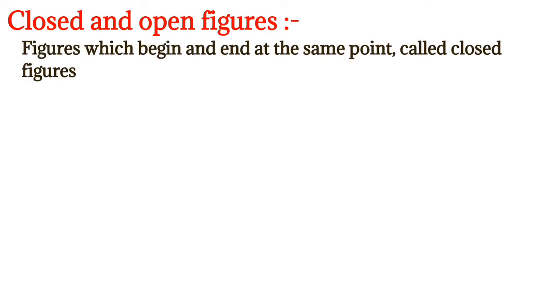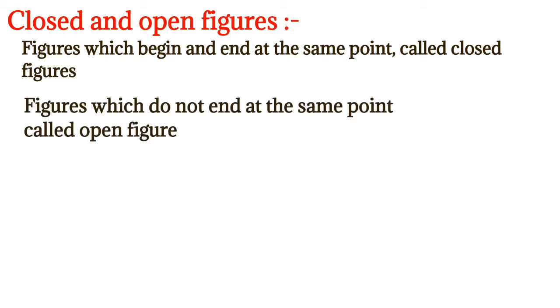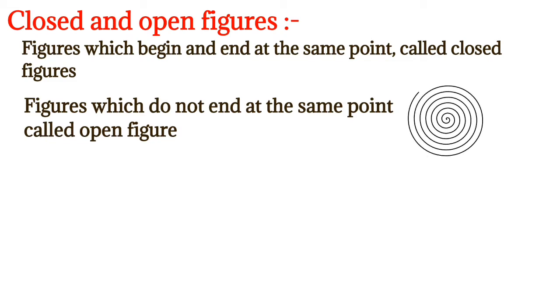But here C and F and some other shapes also are there that do not end at the starting point. Those figures are not closed. These types of figures are called open figures. See here one example. Starting and ending points are not the same. The ending point does not end at the starting point. So that figure is an open figure.